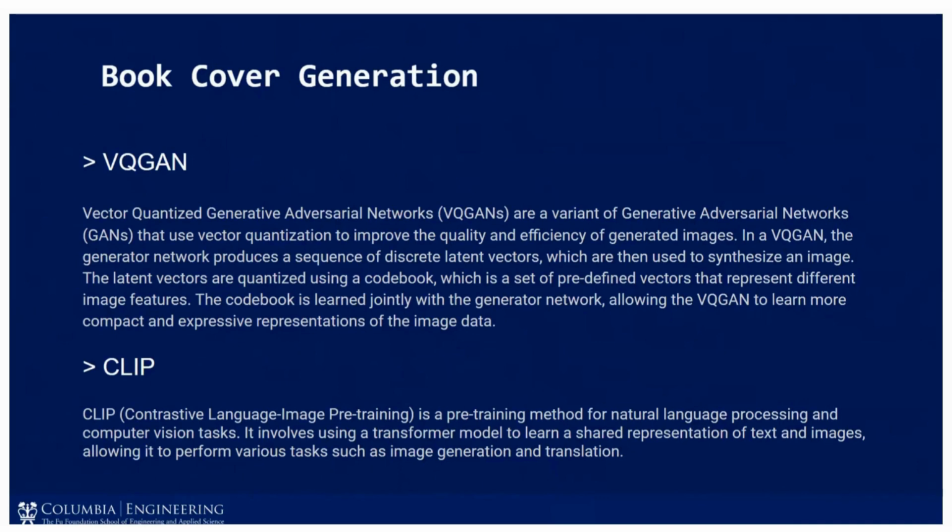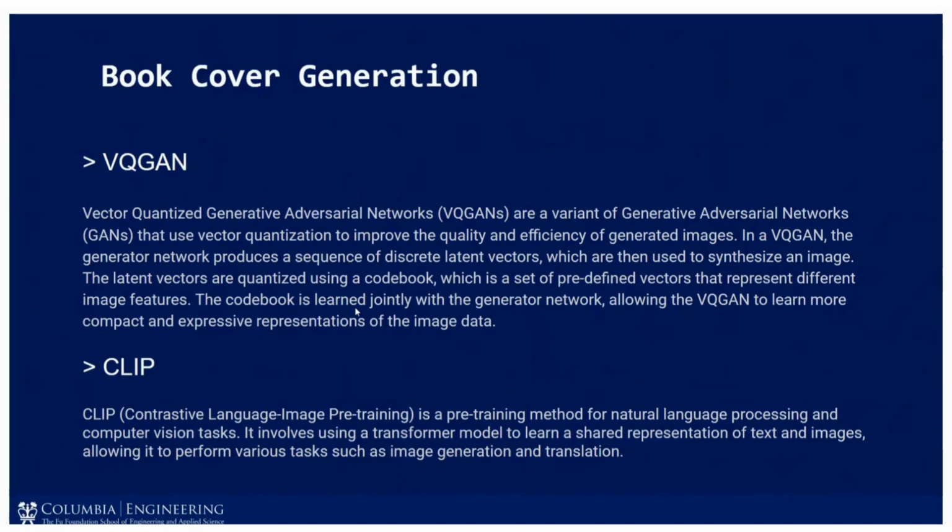Now, let us talk some more about VQGAN and CLIP. Vector Quantized Generative Adversarial Networks, or VQGANs, and CLIP, Contrastive Language Image Pre-training, are two approaches that can be combined for tasks such as book cover generation. VQGANs are a variant of GAN that allows vector quantization to improve the quality and efficiency of the generated images. CLIP is a pre-training method that uses a transformer model to learn a shared representation of the text and images. By combining VQGANs and CLIPs, it is possible to generate images that are both visually appealing and relevant to a given text description.